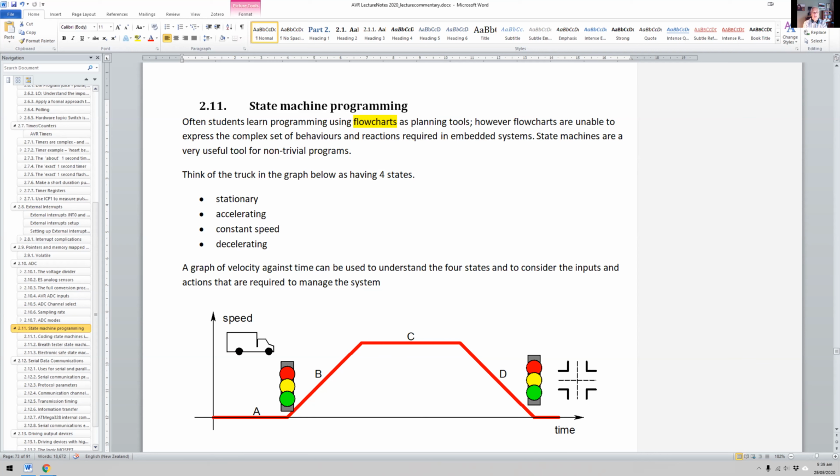Now, often flowcharts are used to help students begin programming. I want to go over flowcharts, and the reason for that is that they're not as useful for reactive and responsive systems as a state machine diagram. So let's have a look at a flowchart here.